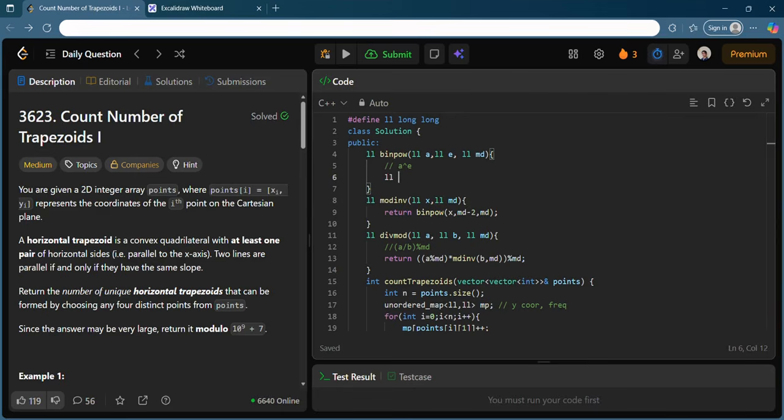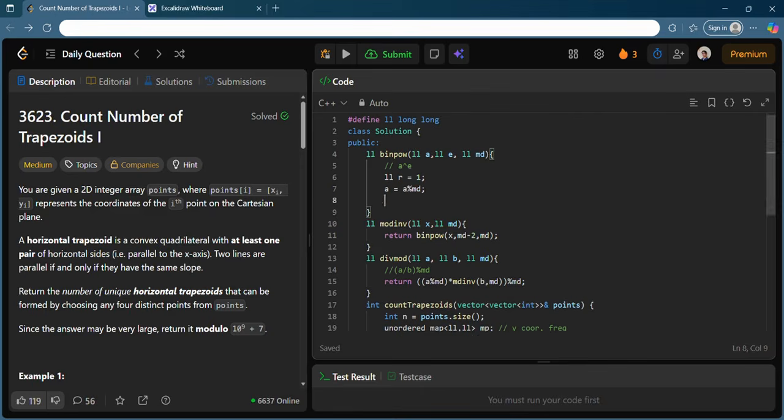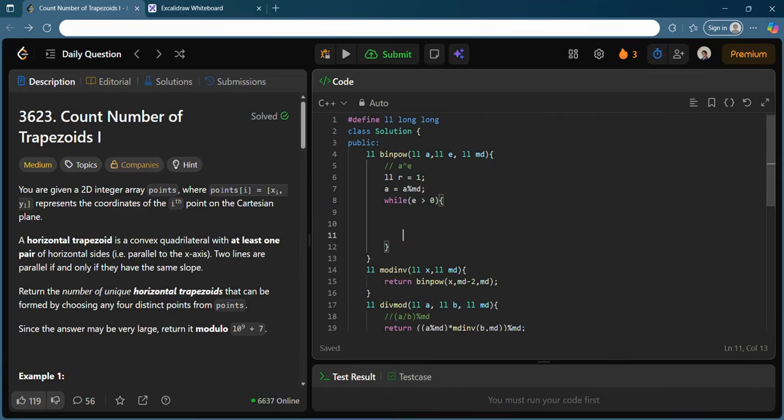And yeah, we will just do that over here. So you have your result with you initially, which is 1. For safety, first let me do something like a equal to a modulo mod, and while exponent is greater than 0, you right shift the exponent by 1, and if the last bit, if this exponent and 1 is true, you add your a into your answer. So r equal to r into a.